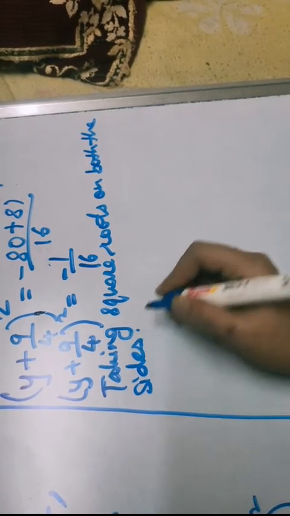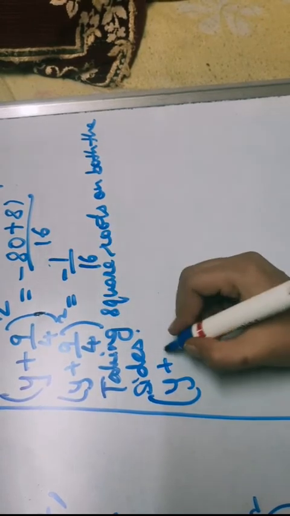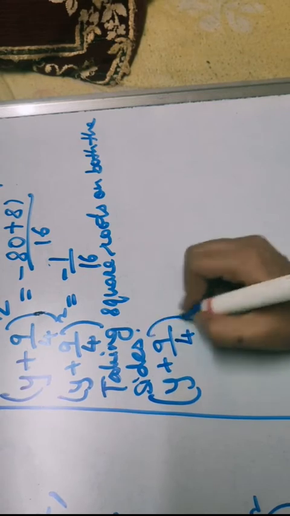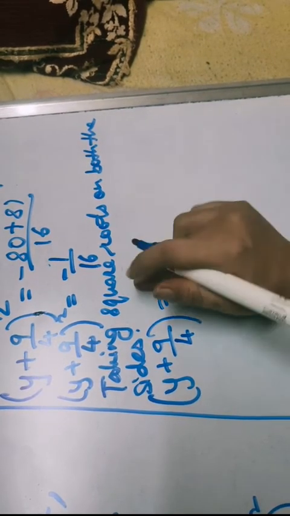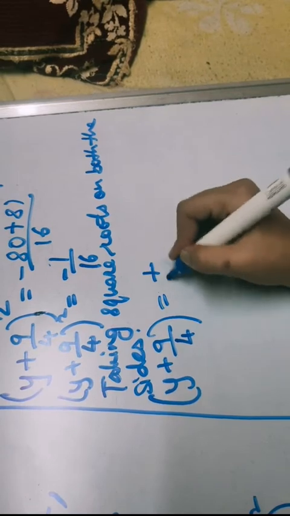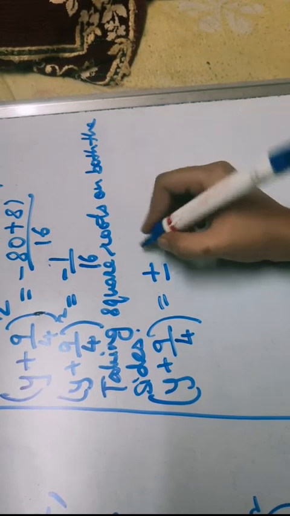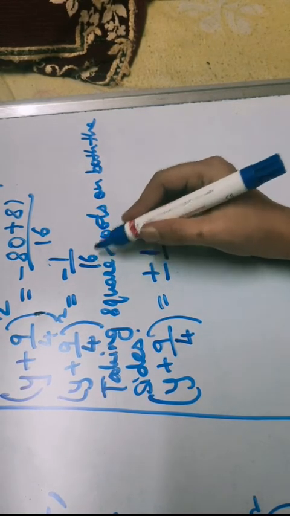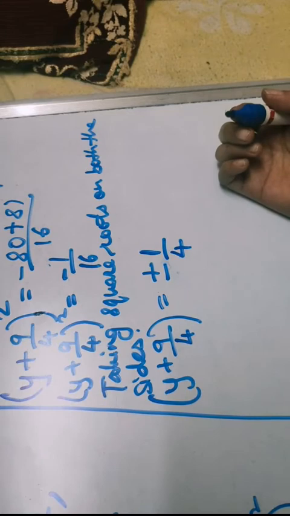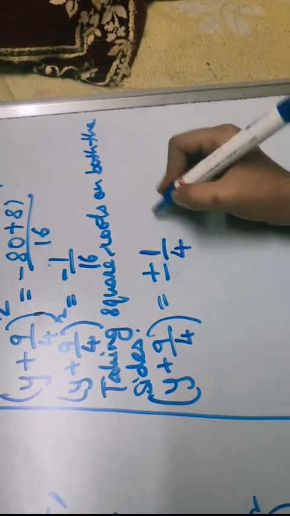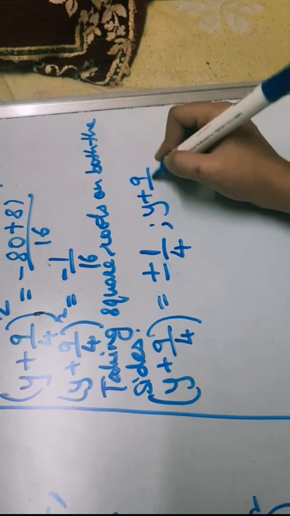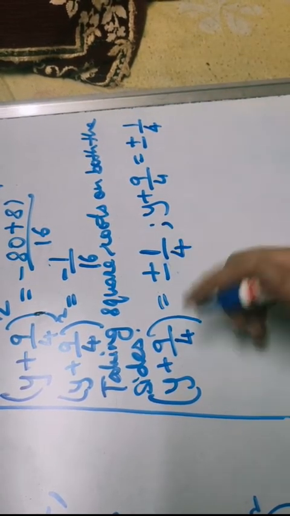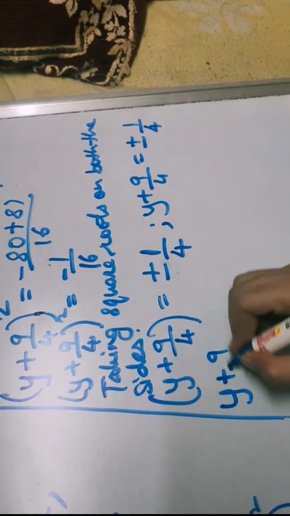When we take the square root, this square will go and this will become 9 upon 4. This will be plus or minus under root of 1, under root is 1 only, upon 16 square root is 4, right? Now that means this bracket is y plus 9 upon 4 is equal to plus or minus 1 upon 4. Now instead of doing it directly, we will bifurcate this into two parts.